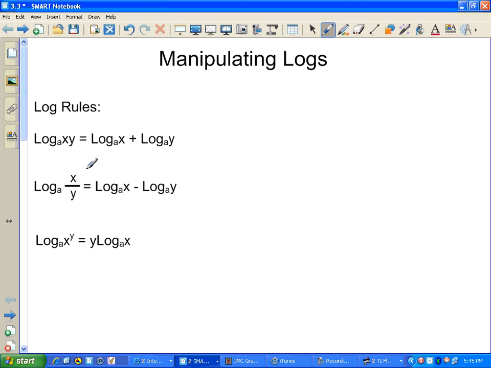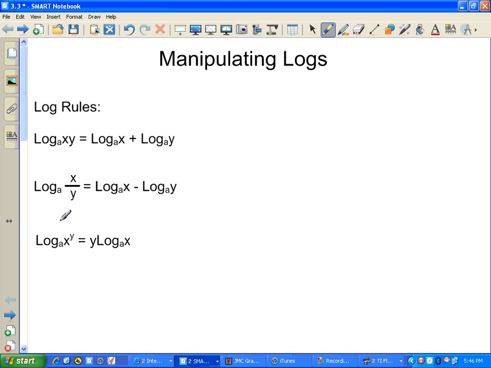If you are taking the log of something that's being divided, you can turn that into subtraction. Okay? When you turn it into subtraction, it's important that you keep the order right. Okay? Because when you subtract, it's not the same going both ways. So you have to have log of the numerator minus log of the denominator.